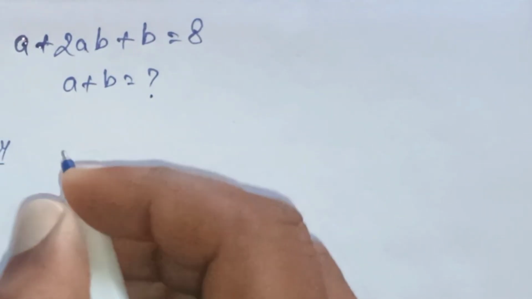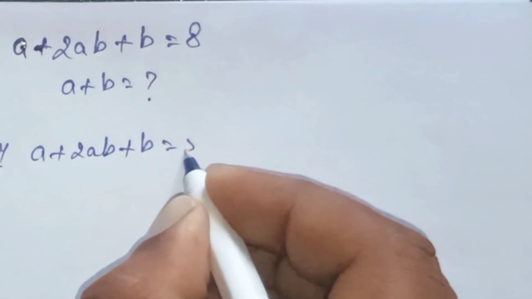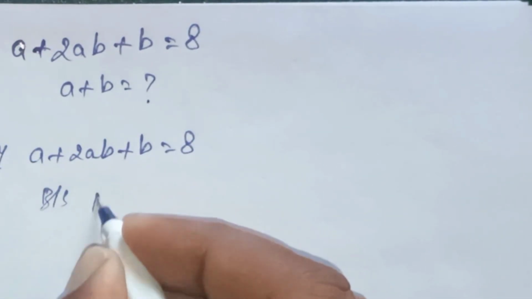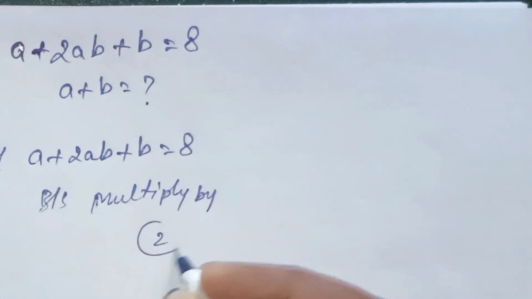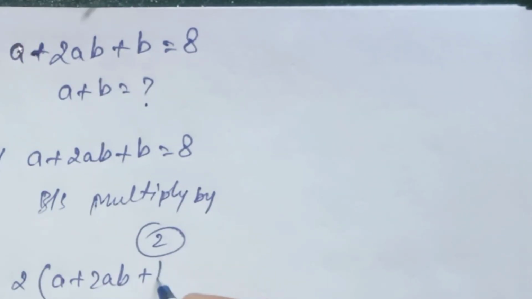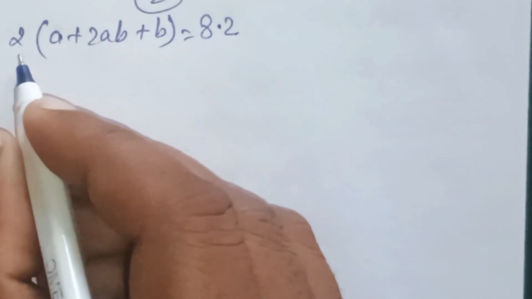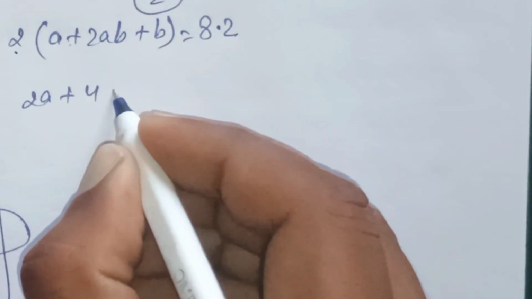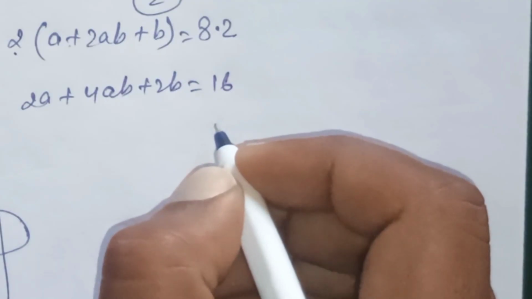Here, according to the question, a plus 2ab plus b is equal to 8. After that, both sides multiply by 2. Therefore, 2 into bracket open a plus 2ab plus b bracket close is equal to 8 into 2. After that, 2 into a, that is 2a, plus 2 into 2ab, that is 4ab, plus 2b is equal to 16. 8 times 2 is 16.